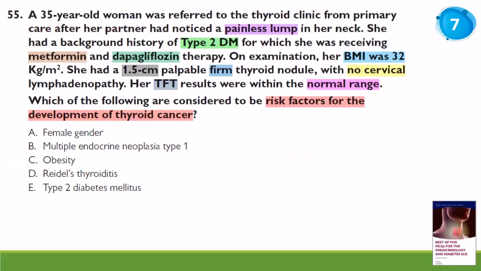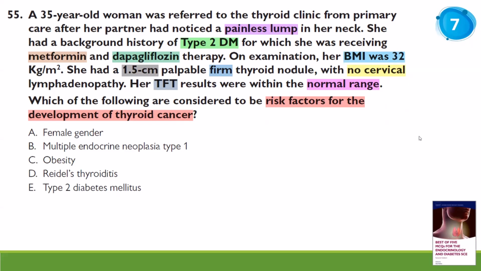This is an important question from the Hurthle book. Which one of the following is considered a risk factor for development of thyroid cancer? Female gender, MEN type 1, obesity, radiation thyroiditis, type 2 diabetes mellitus. Female gender? Actually, female is protective. Male gender is a risk factor. Thyroid cancer is more common in females, but male gender is a risk factor for bad prognosis.